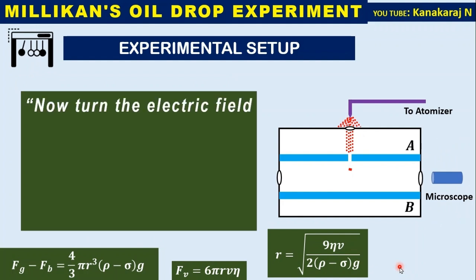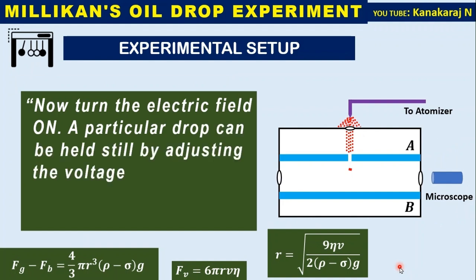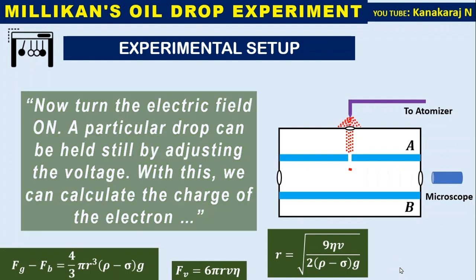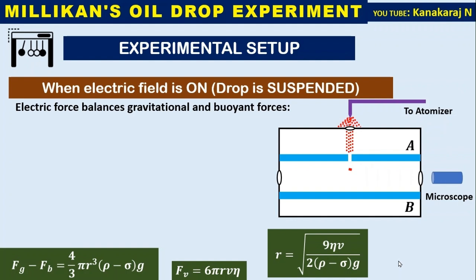Now turn the electric field on. A particular drop can be held still by adjusting the voltage. With this, we can calculate the charge of the electron. When the electric field is on, the drop is suspended. The electric force balances the gravitational and buoyant force.